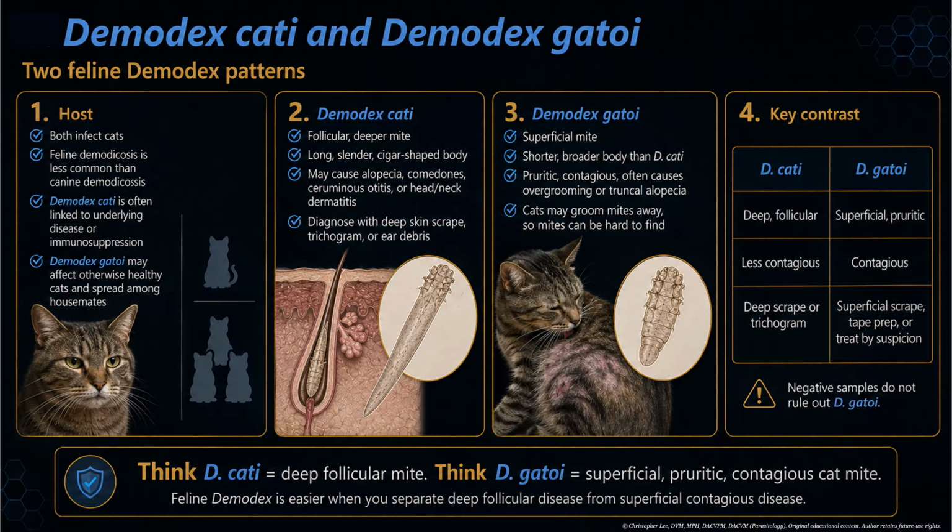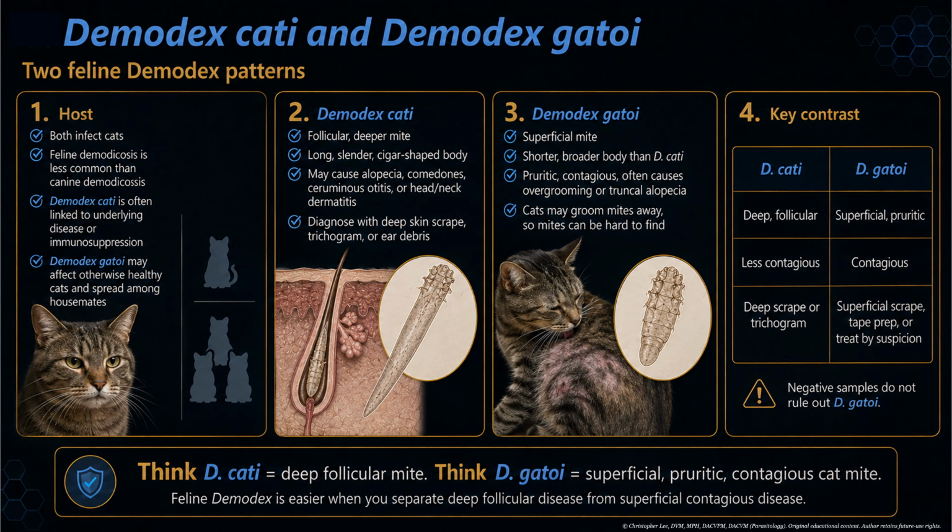In cats, separate two patterns. Demodex cati is more like the follicular Demodex pattern that we just discussed. It is a deeper mite associated with hair follicles and may be linked to underlying disease, immunosuppression, ceruminous otitis, or dermatitis around the head and neck. Diagnosis may involve deep skin scrape, trichogram, or ear debris depending on presentation.